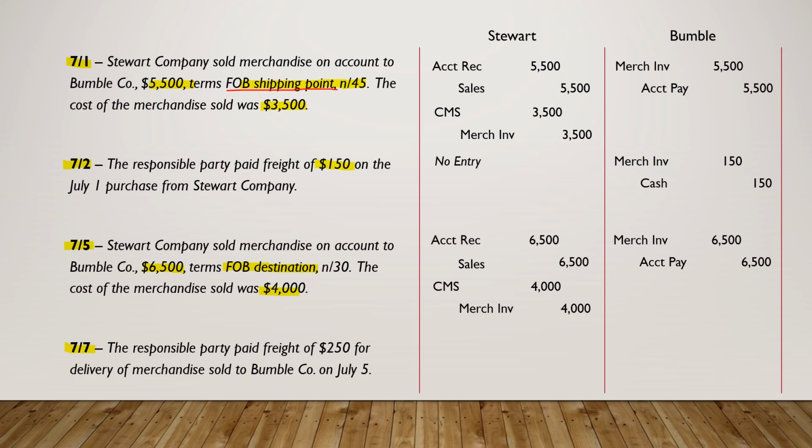July 7th. The responsible party paid freight of $250 for delivery of merchandise sold to Bumble on July 5th. The July 5th shipping terms were FOB destination, meaning that the seller has to pay the delivery company. When Stewart makes this payment, it'll debit delivery expense and credit cash. Bumble records nothing.